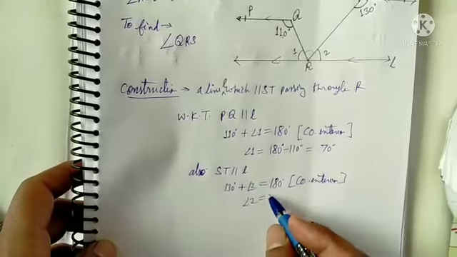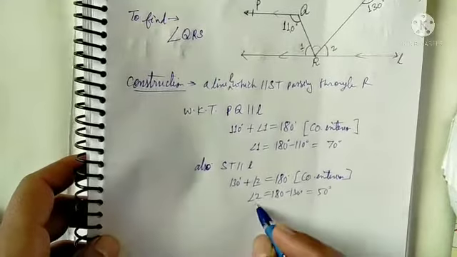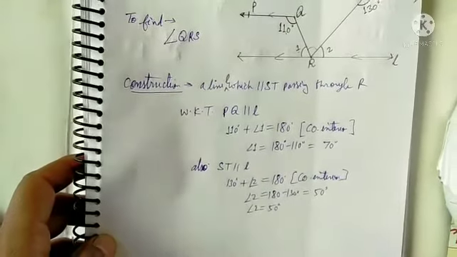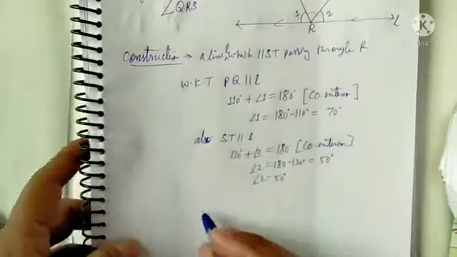The angle 2 is equal to 180 minus 130, which will give you 50 degree. So angle 2 is equal to 50 degree. Now it's very simple. How?